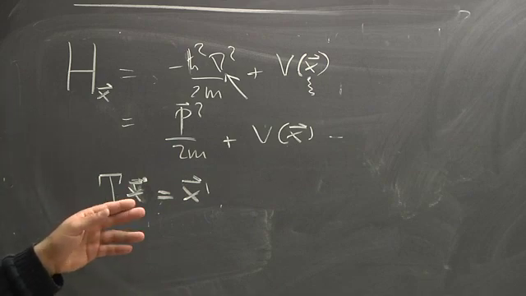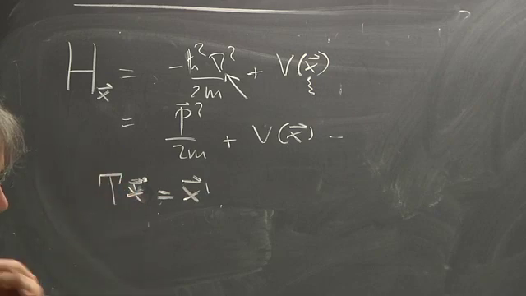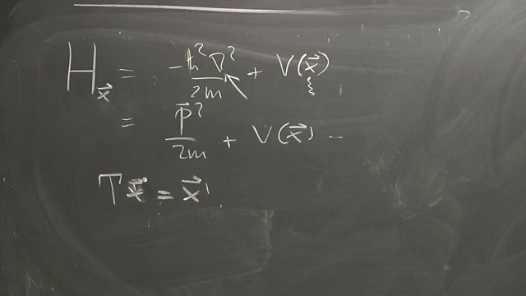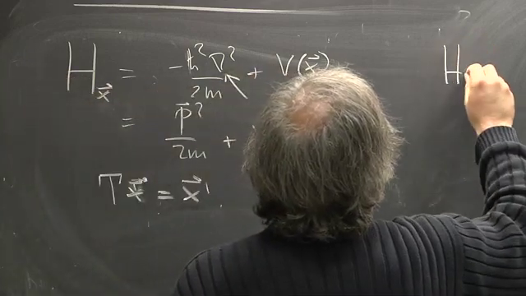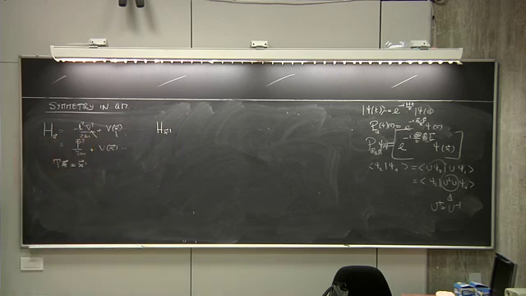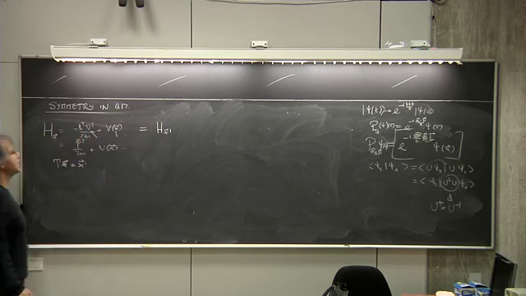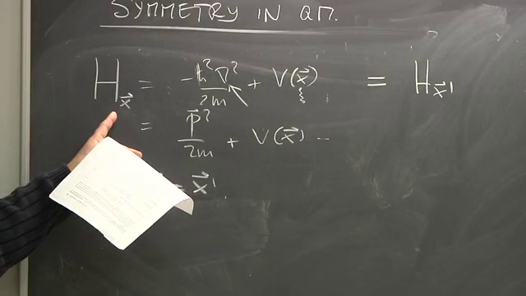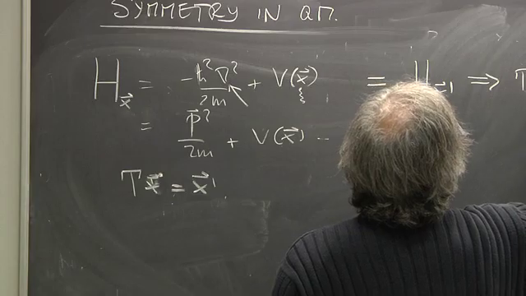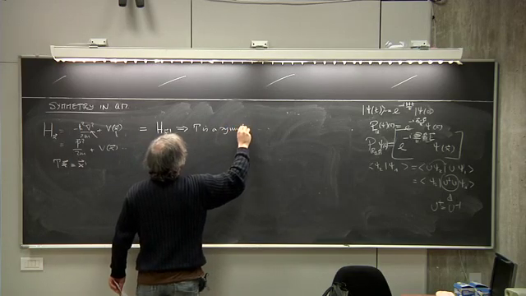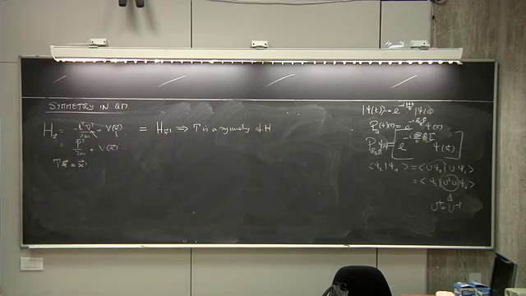We will illustrate this with examples in a second. But for the time being, let me just give you a definition. If the Hamiltonian in the new variables, so I would write it H(x prime), is exactly identical to the Hamiltonian in the old variables, I will say that T is a symmetry of H. Okay? Now I'm giving you a definition.